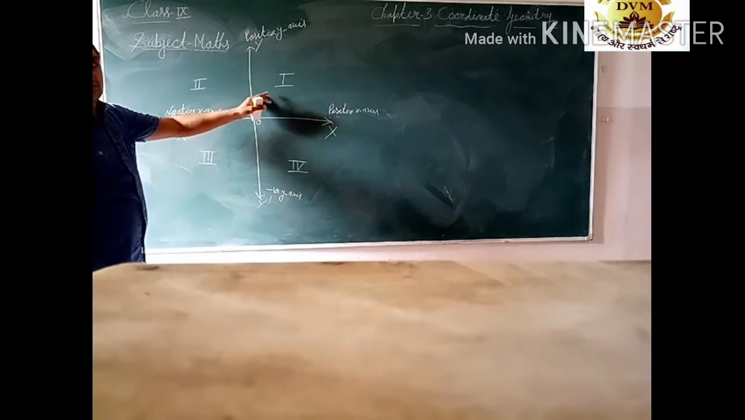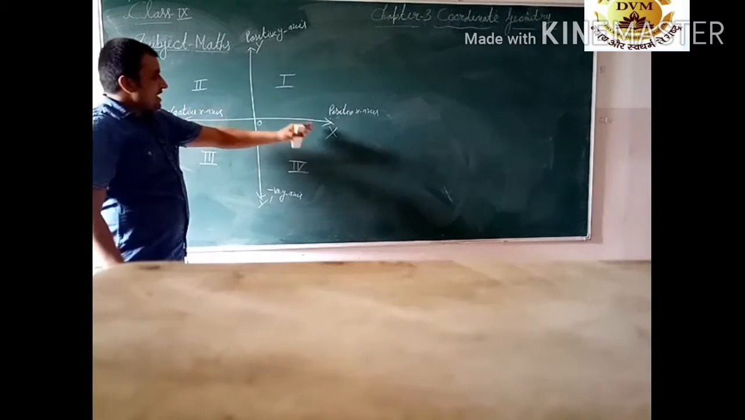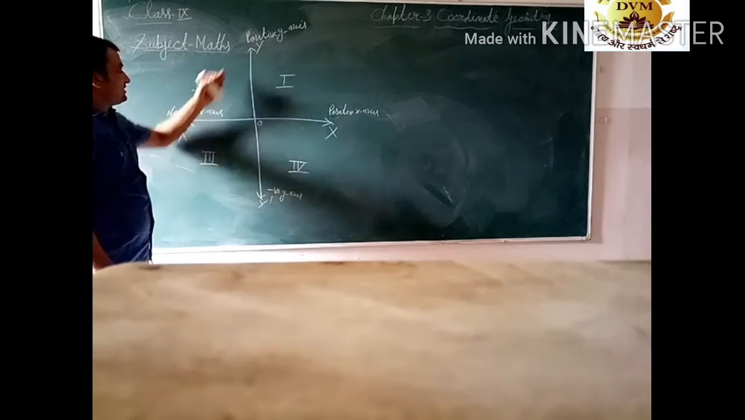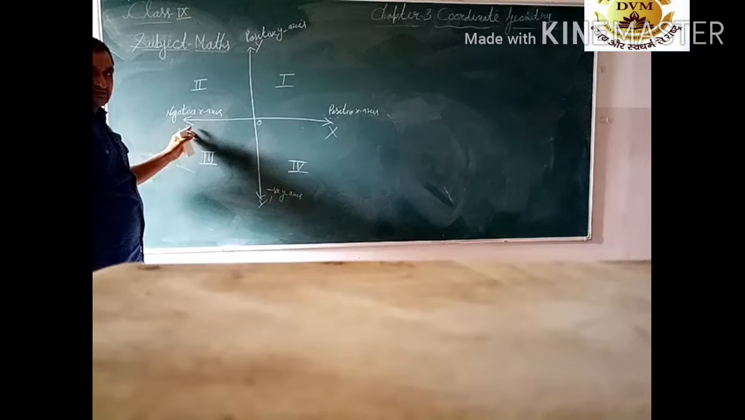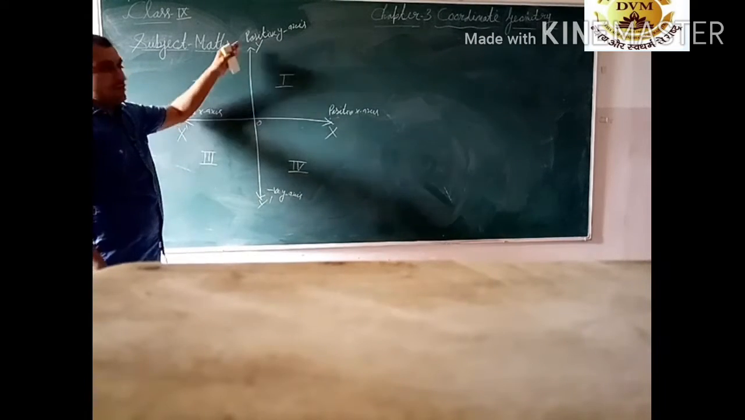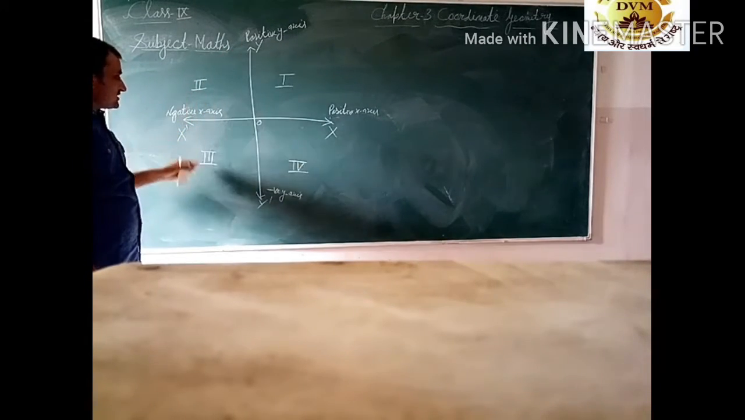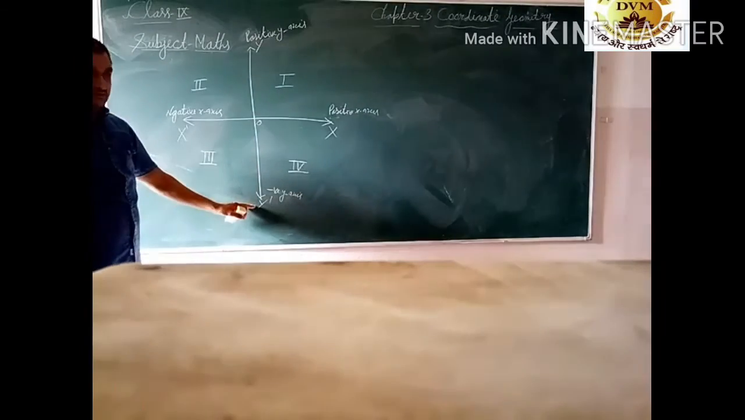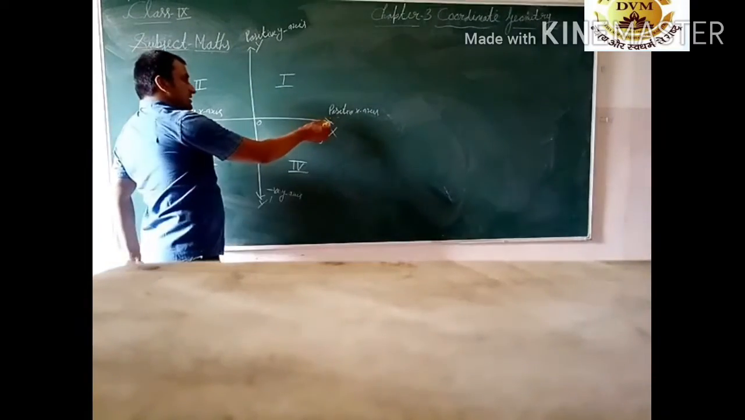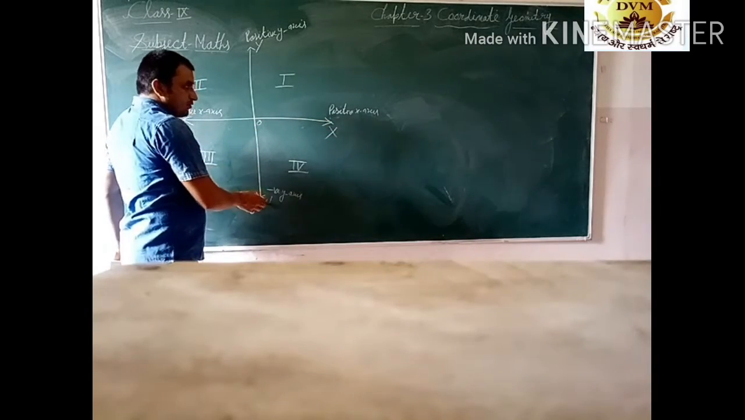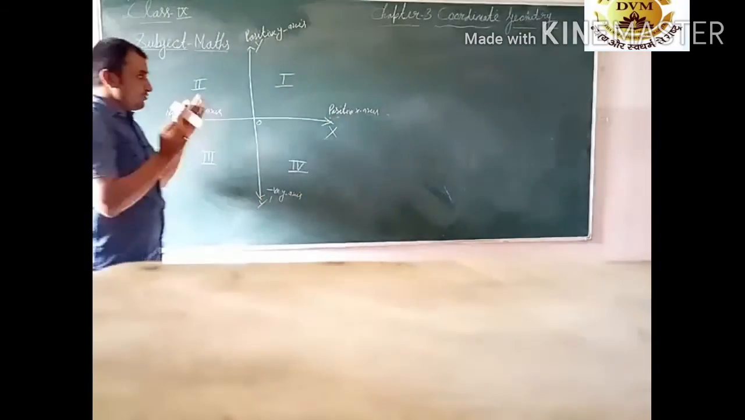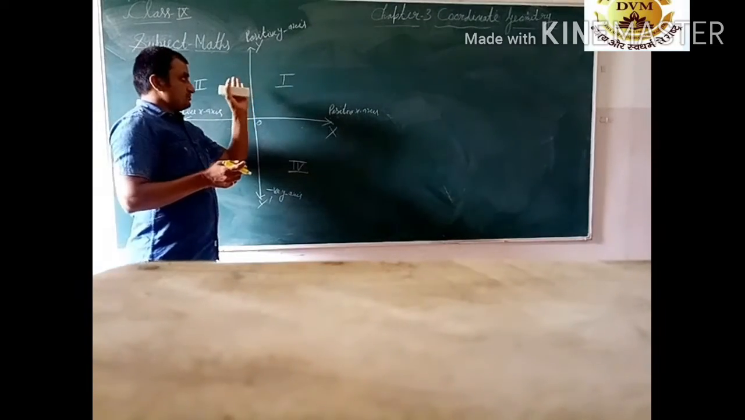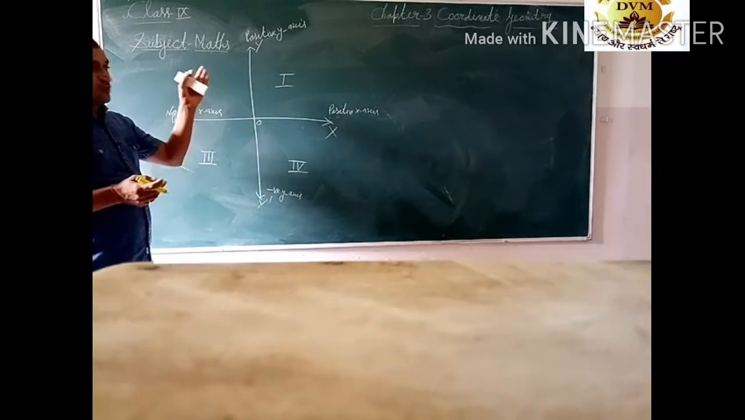The region of first quadrant is X, O, Y. The region of second quadrant is Y, O, X dash, or X dash, O, Y. The region of third quadrant is X dash, O, Y dash. The region of fourth quadrant is X, O, Y dash. Clear? Now we will see the sign of these quadrants.